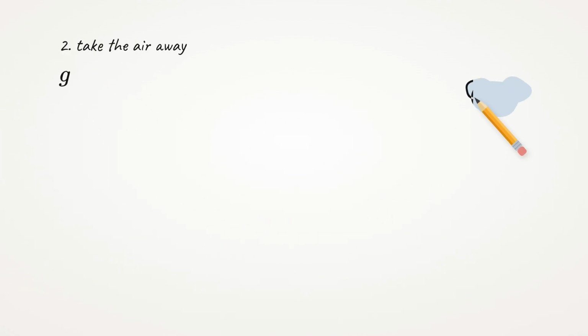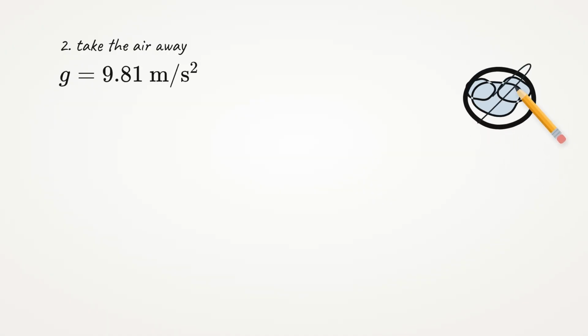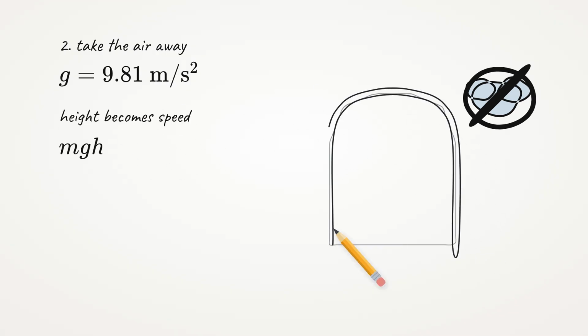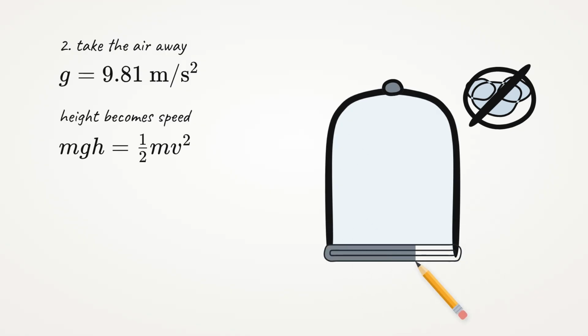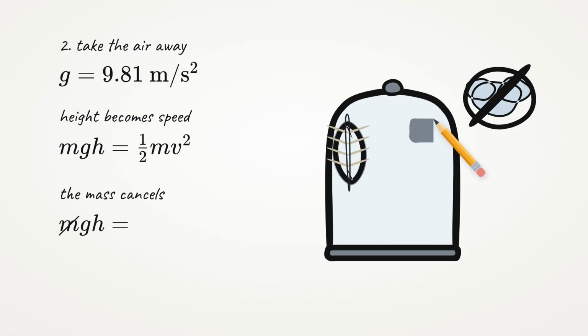Start with the simplest model, no air at all. Gravity pulls everything down at 9.81 meters per second squared. Energy is conserved. Potential energy, mass times gravity times height, becomes kinetic energy, 1/2 mass times speed squared. Mass sits on both sides, so it cancels.